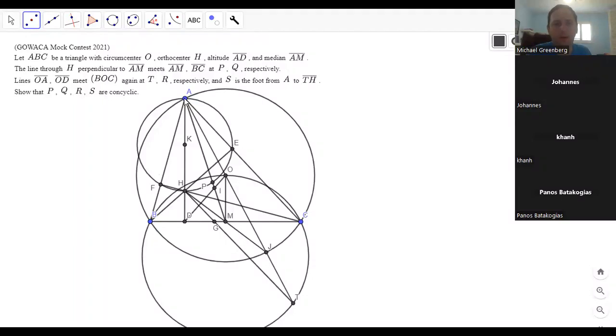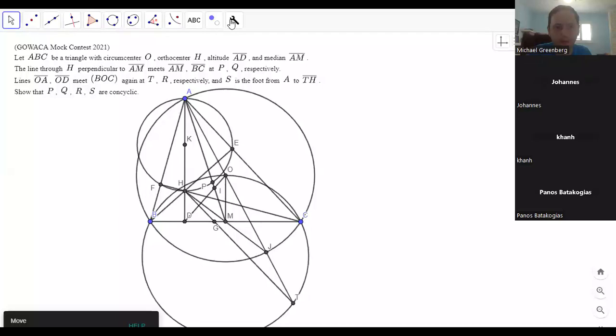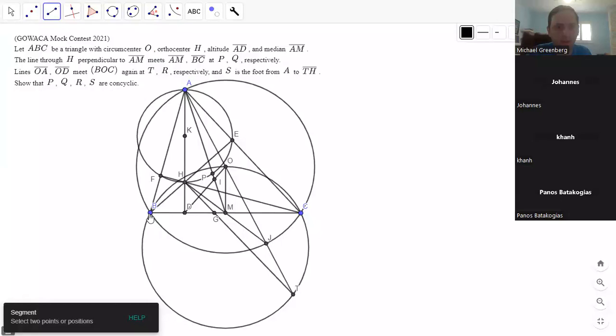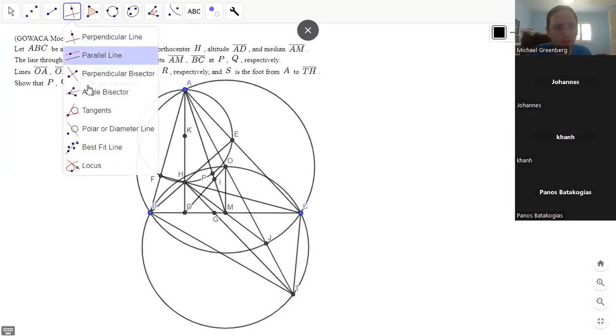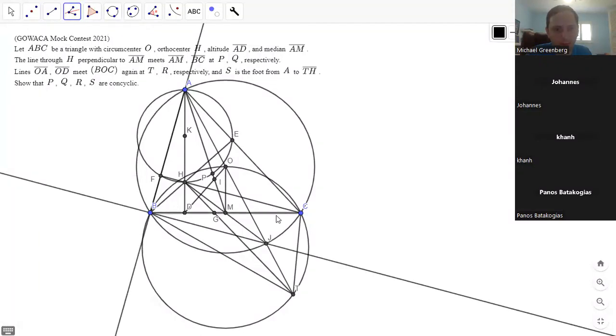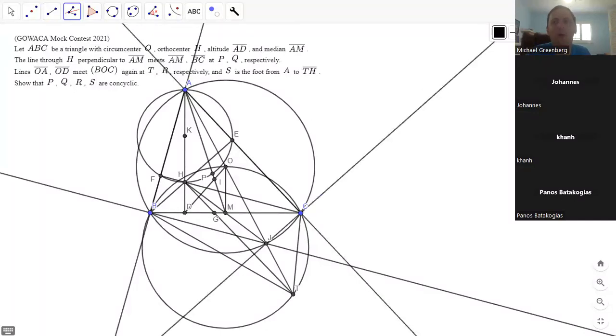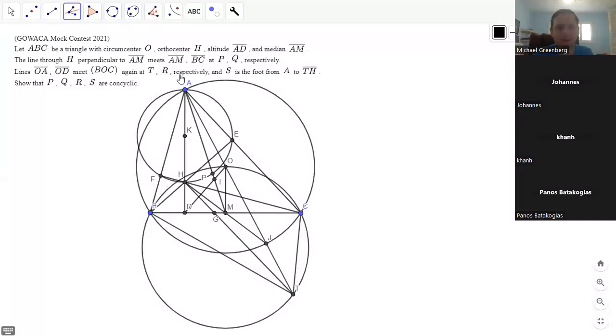Oh, sorry. Let me first. So is A the excenter of TBC? Let's see. Looks like, yeah, maybe J is the incenter of TBC. So let's see. We take the, yes, it looks like that's the case. Okay, so it looks like J is the incenter and A is the excenter of TBC.